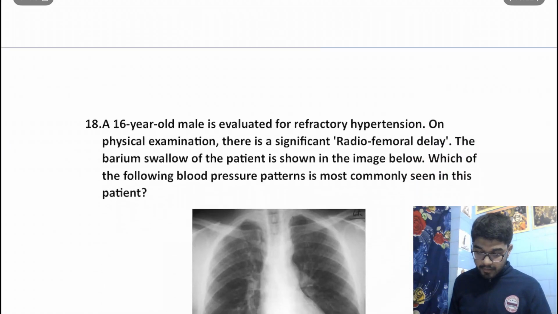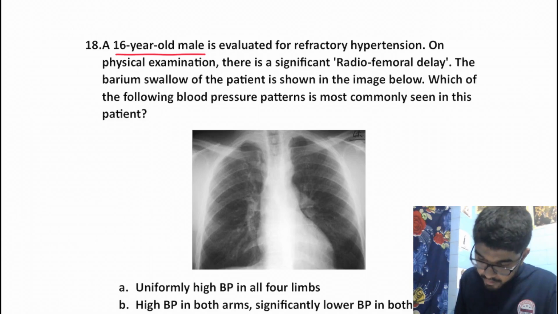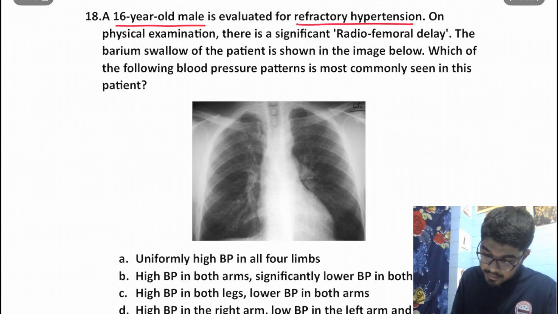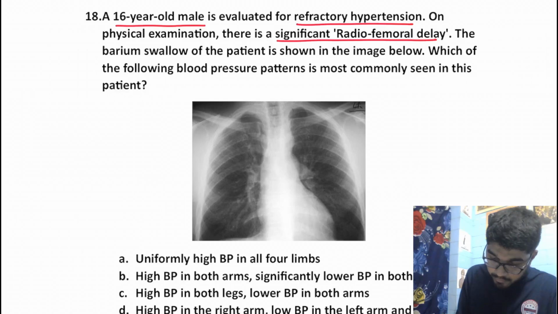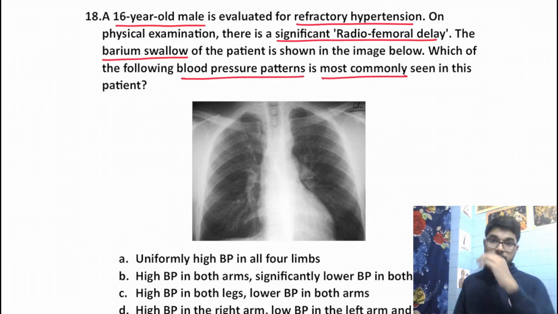Moving on to the next question. Now a 16-year-old male is being evaluated for refractory hypertension. Right, on physical examination, there is significant radiofemoral delay. The barium swallow of the patient is shown in the image below. Which of the following blood pressure patterns is most commonly seen in this patient?